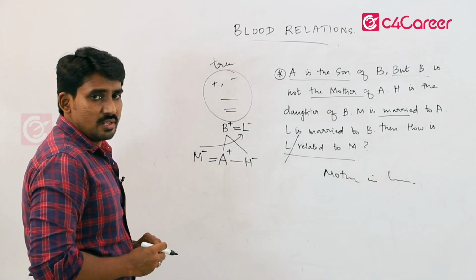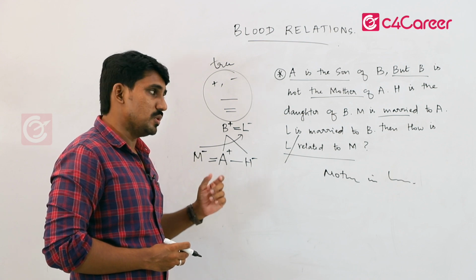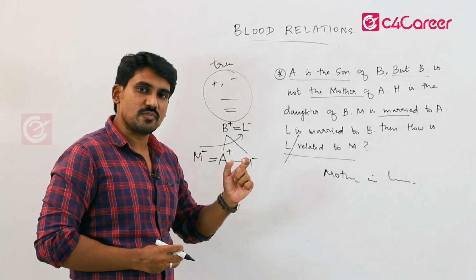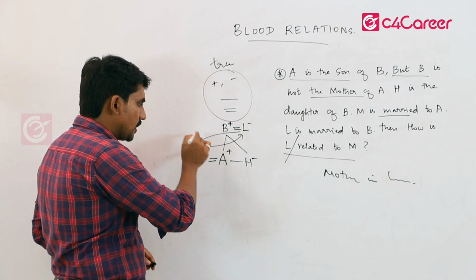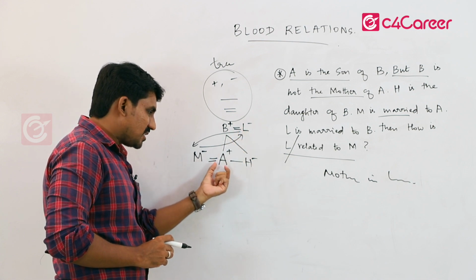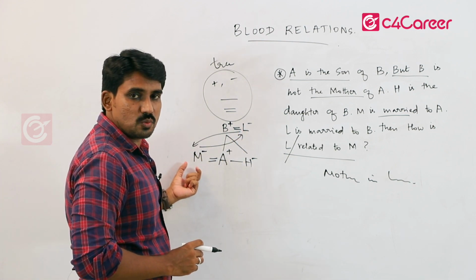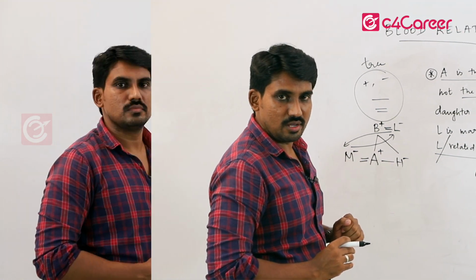Then, in the same question, if they are asking how is M related to L, that means find the answer for M. M related to L, from here we have to check. L's son's wife. Son's wife is what? Daughter-in-law.